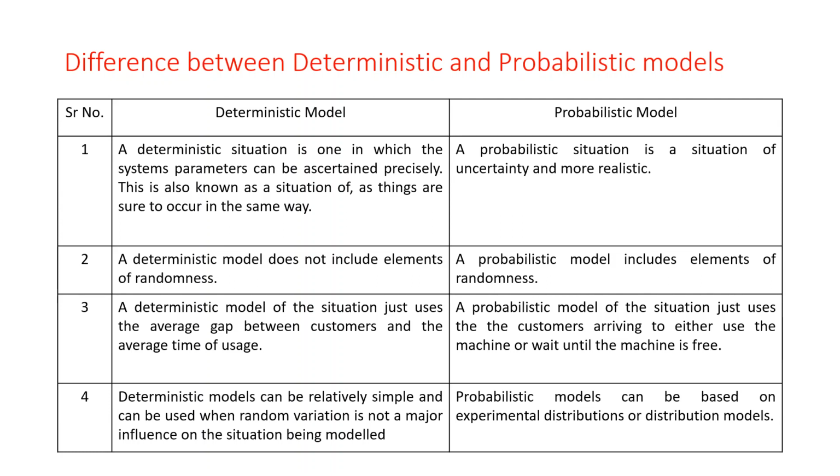So the first difference is that a deterministic situation is one in which the system parameters can be ascertained precisely. So this is known as the situation where things are sure to occur in the same way. But a probabilistic model is a situation of uncertainty and is more realistic.